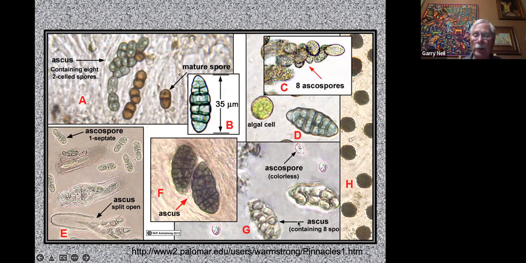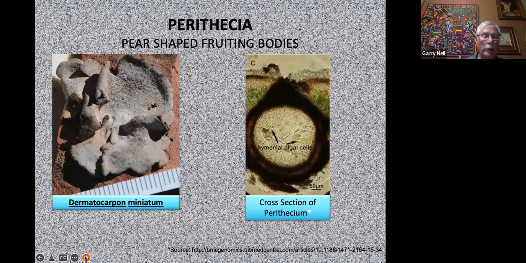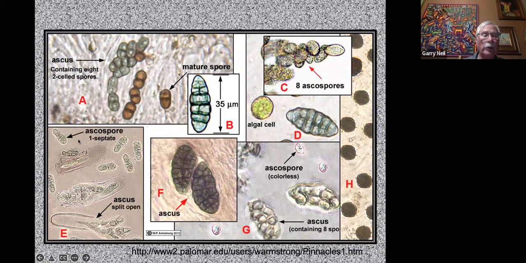Here's an ascus with ascospores. In this case, this is a single spore, and there's no cross wall. In cross walls, you can have some spores with 5 or 6 or 7 cross walls on it, depending on the species and the genus. Septate means, by the way, a cross wall. So when you see one septate, that means it has 2 cells really, and it's divided by a cross wall, or a septum. So it's a one-septate spore.